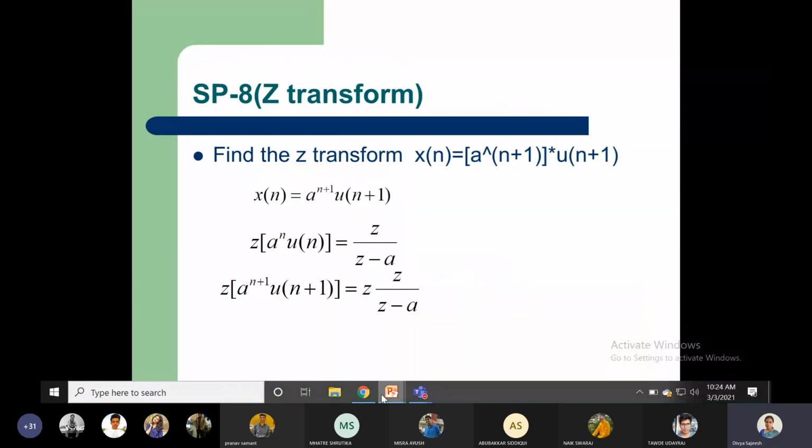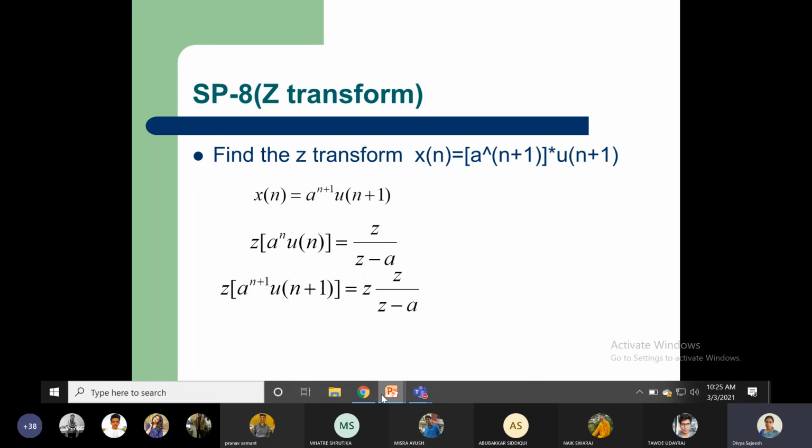Okay, so this is the solution for the last SP test on Z transform, finding the Z transform for the signal x of n equal to a raised to n plus 1 into u of n plus 1. Most of you have done this wrong, so you can see the solution. This is a case of time shifting. Both are n plus 1. It is time shifted by n plus 1.